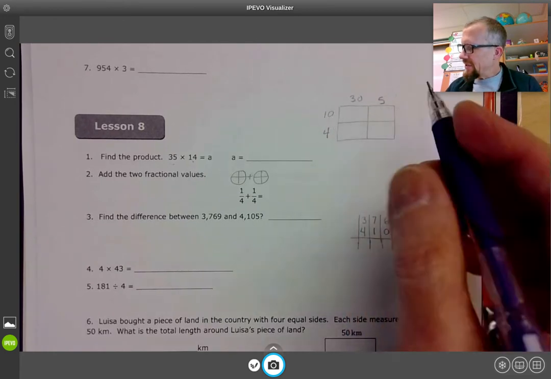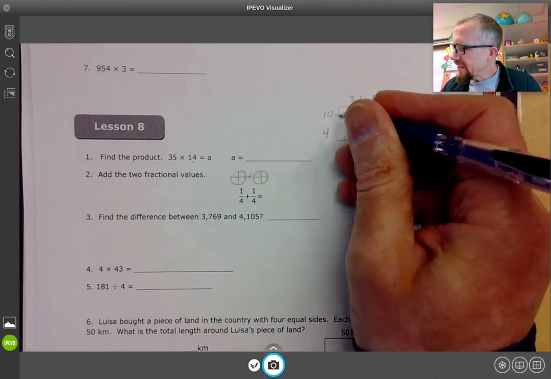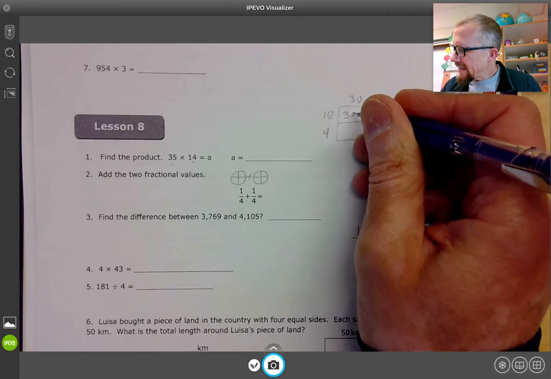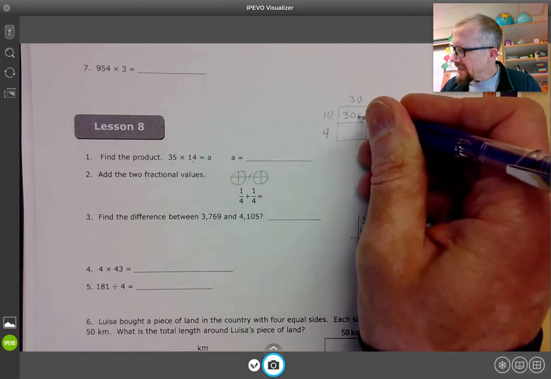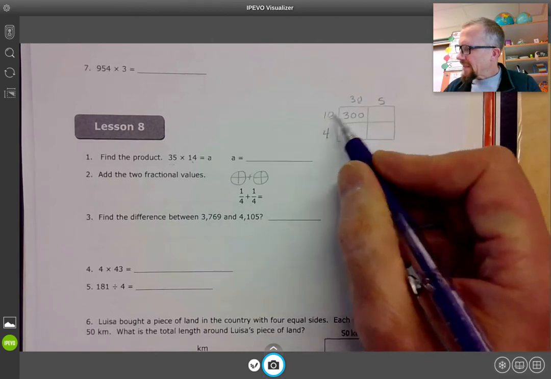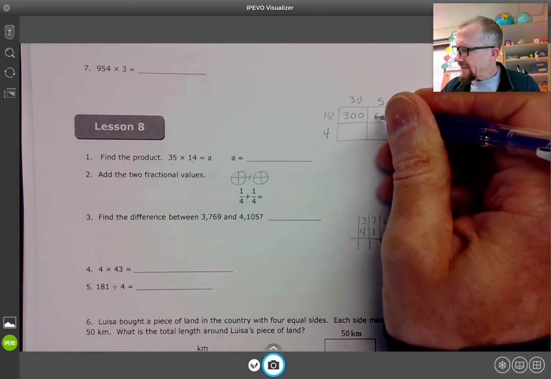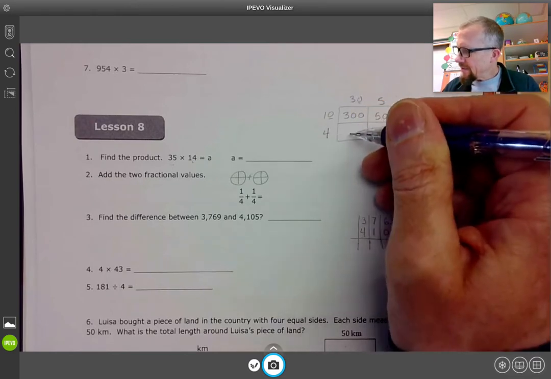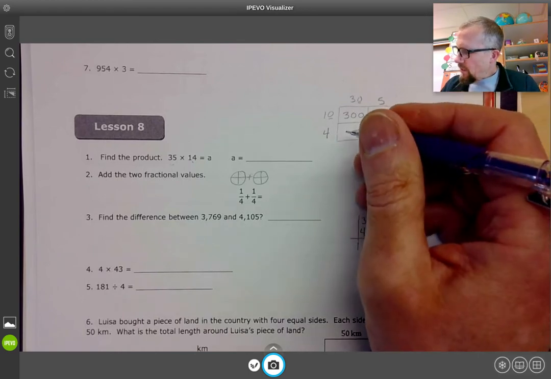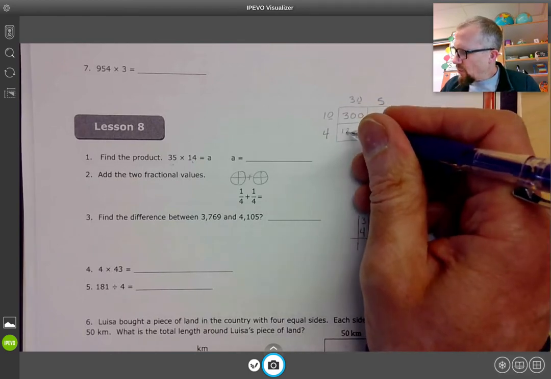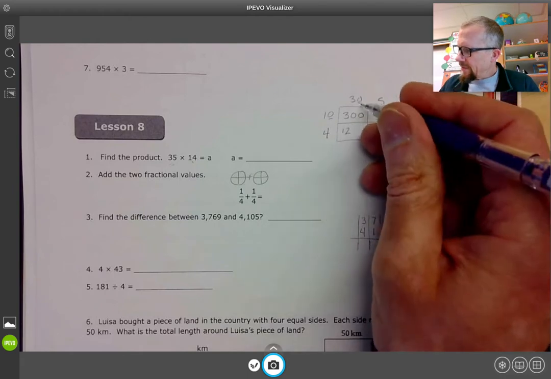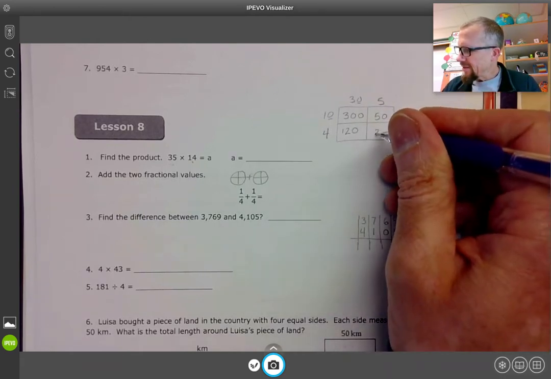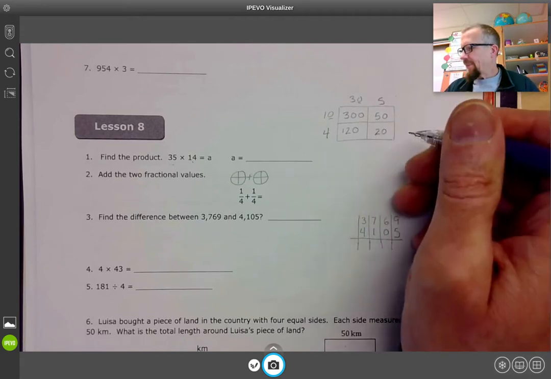So 10 times 30, 1 times 3 is 3, and I've got 3 tens and 1 ten, and 10 times 10 is 100, so I'm going to have 3 hundreds. 10 times 5, that's 5 tens, is 50. 30 times 4, well, 4 threes is 12, but if I'm doing tens, I'm going to have 120. And then 4 times 5 is just 20.